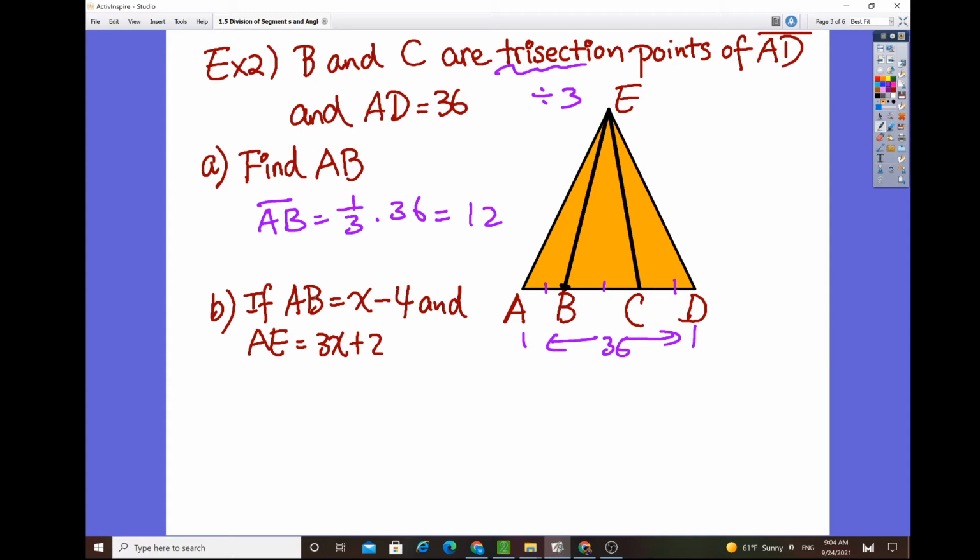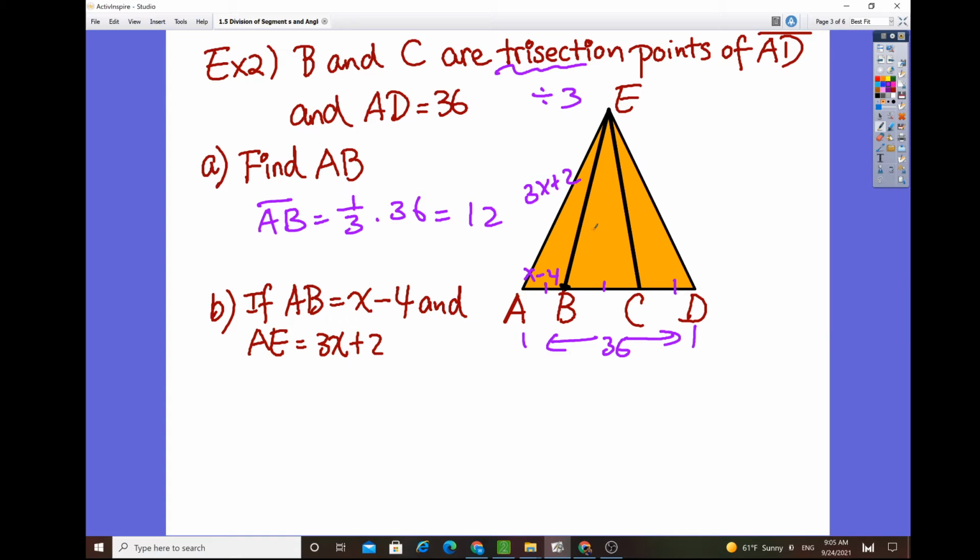Here's another one. AB is x minus 4, and AE is given as 3x plus 2. Let's see what we need to find out here. I believe we have to solve for x if there's a perimeter given here. This one is one of the interesting ones.